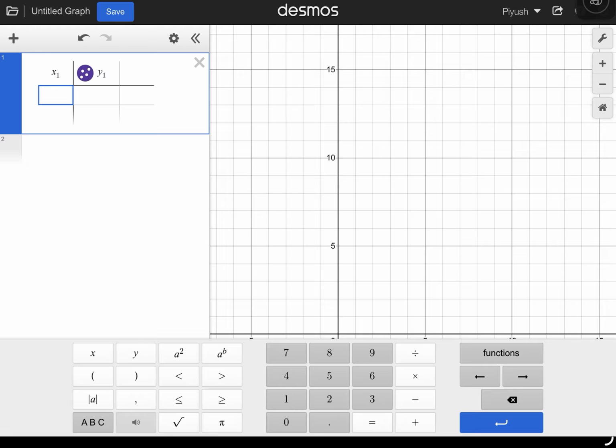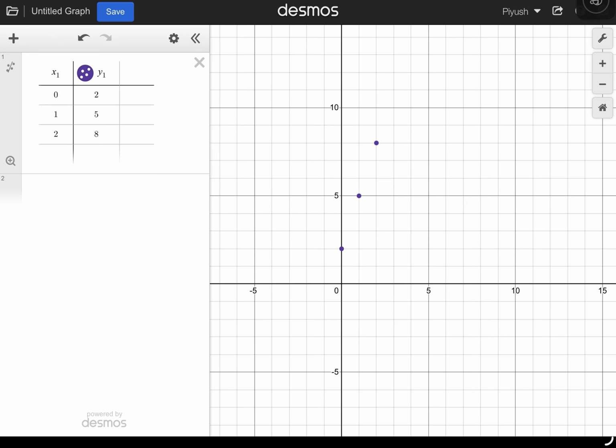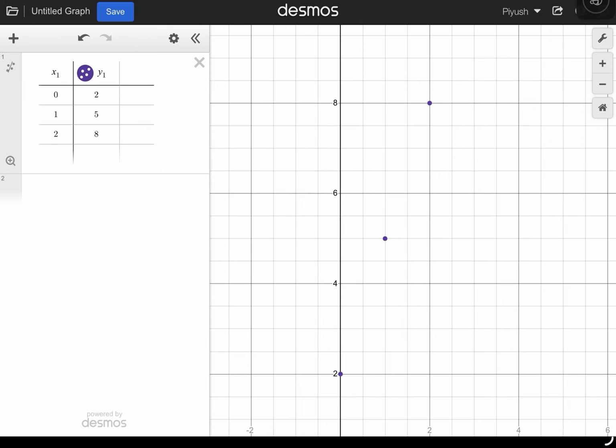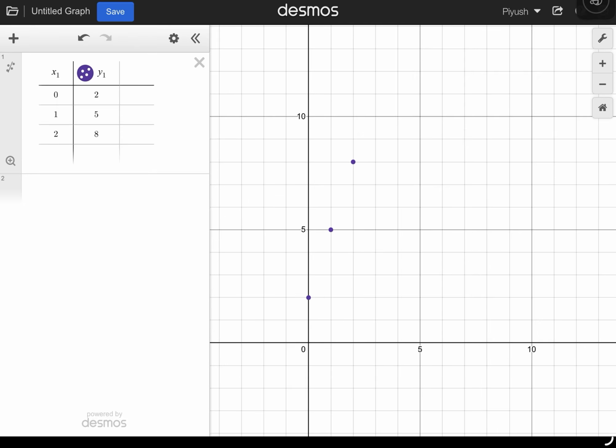So how do you even use these types of things? Well, let's say you have the point 0, comma 2. You would enter it like that: 0 is the x coordinate, 2 is the y coordinate. You can enter multiple values. So let's say you have 1, comma 5 as your other one, and 2, comma 8. You plot these points, and you're going to see, well, this looks like a line, and you can determine things like that.